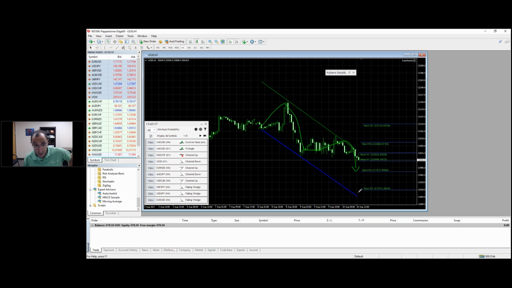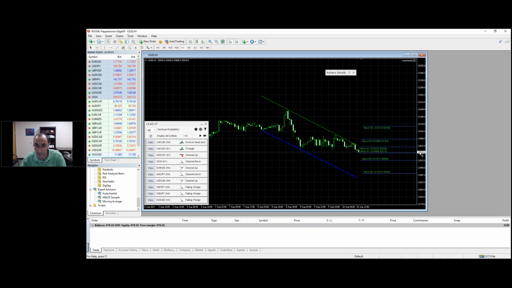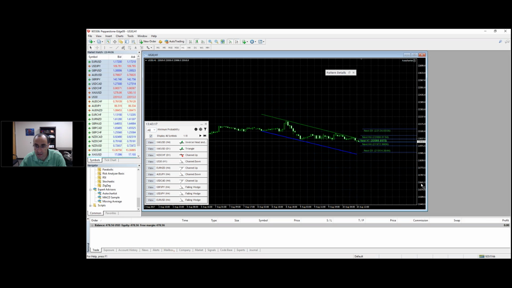This is what we call an emerging pattern. An emerging pattern has not yet hit a stop, has not yet hit a support or resistance level. So on an emerging chart pattern, we cannot provide a forecast. Okay, if you notice, I'm going to squeeze the scale in, and you can see there's no gray area here. There's no gray area above. There's no gray area below.